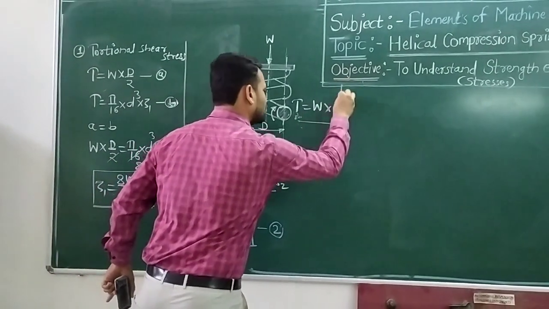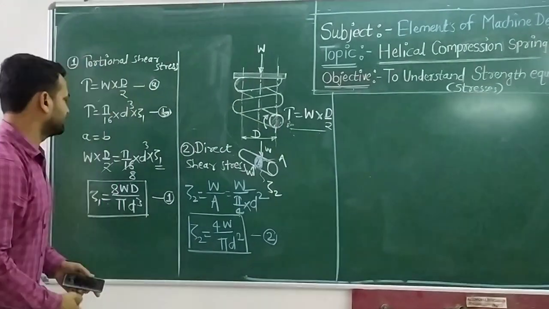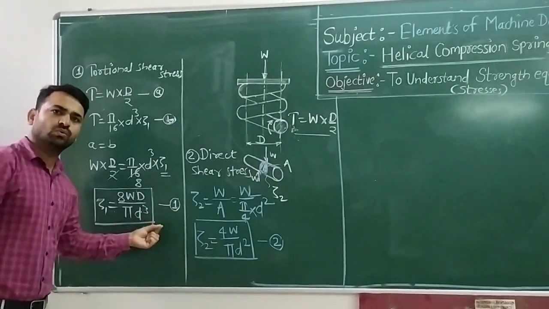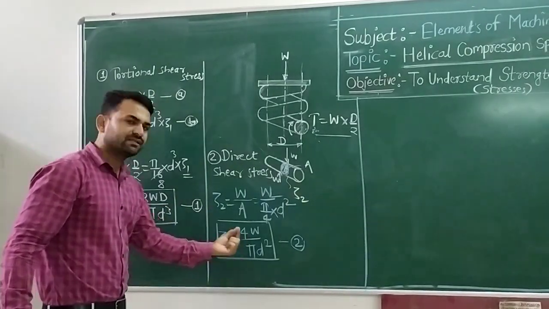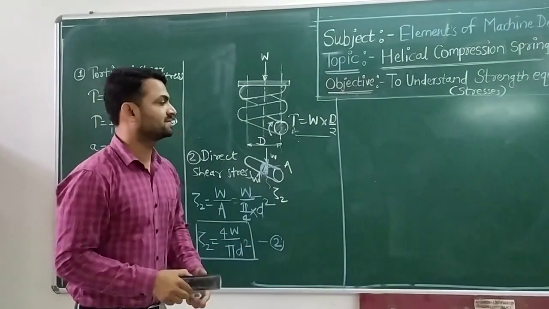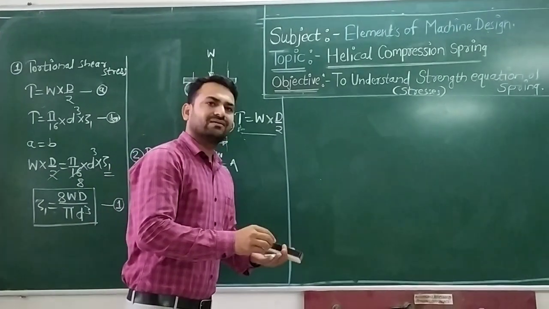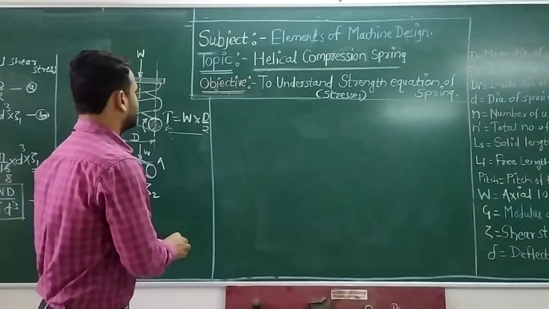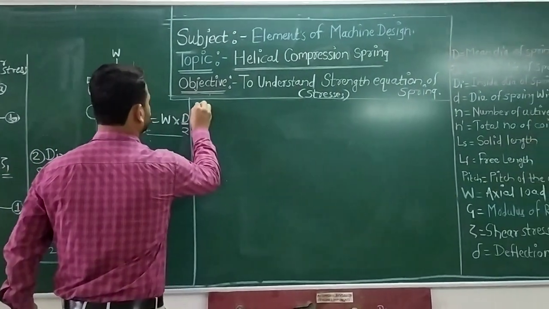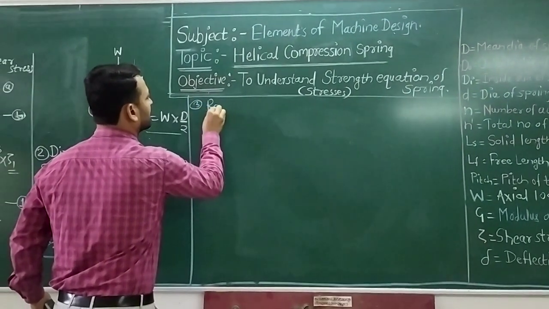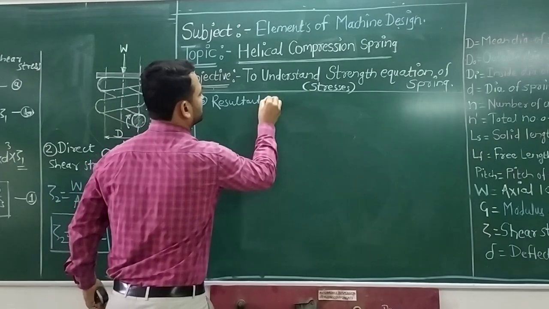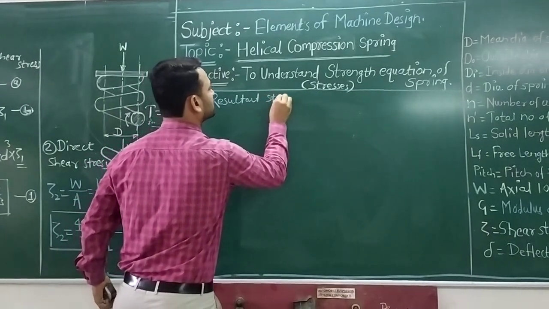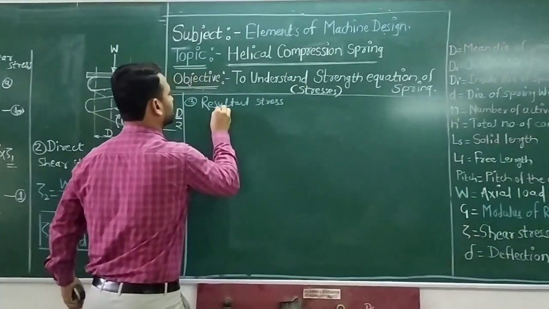So now we have two equations. Equation number 1 is the stress due to torsional shear stress, and the second is the direct shear stress. Suppose I want to find the resultant stress. The third point is the resultant stress in the spring.